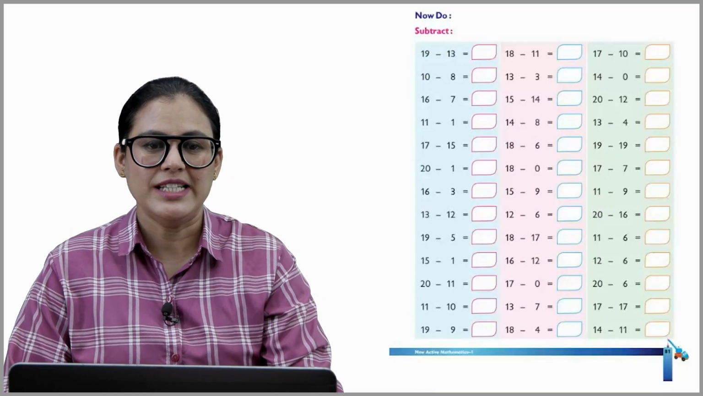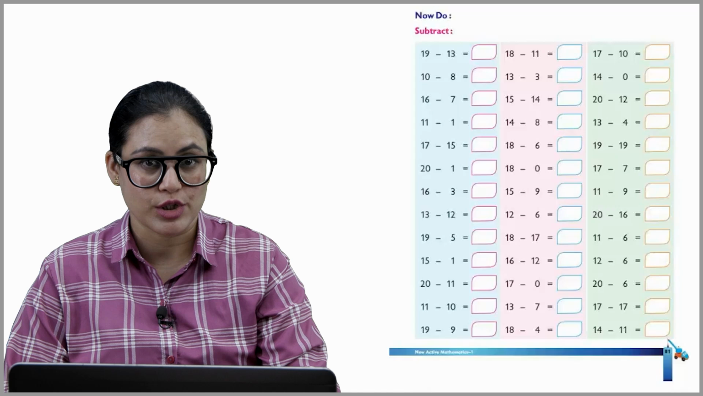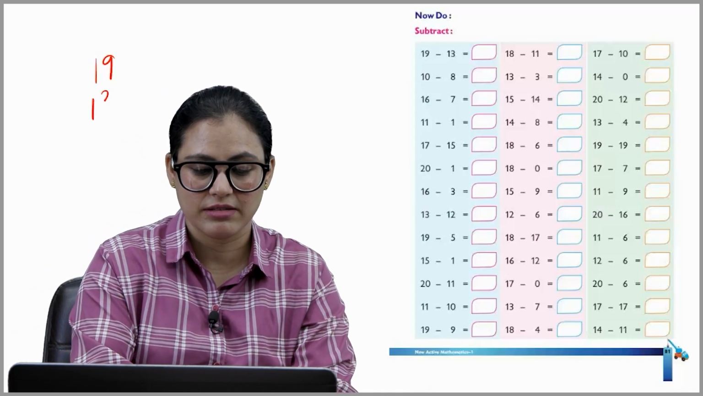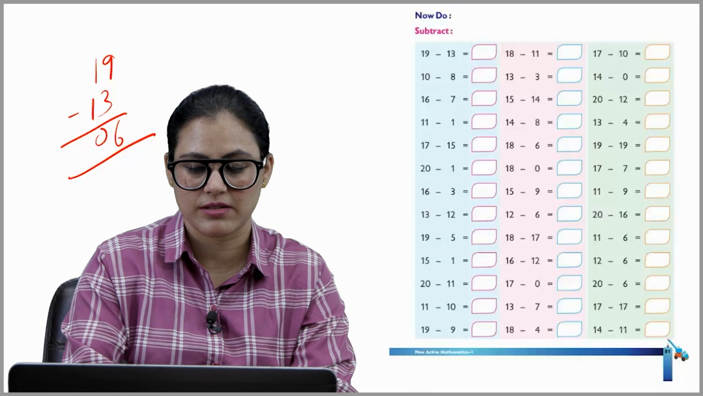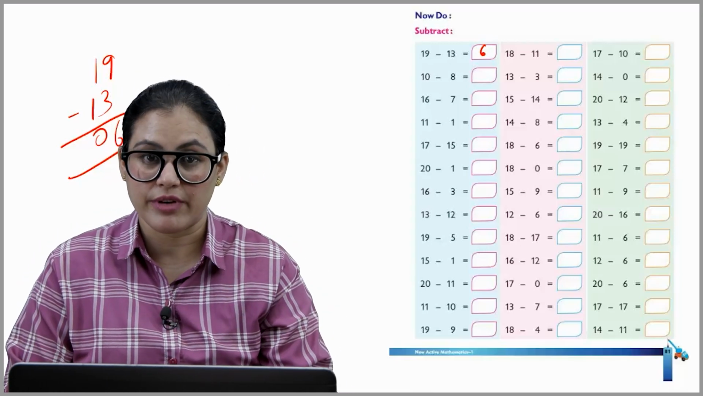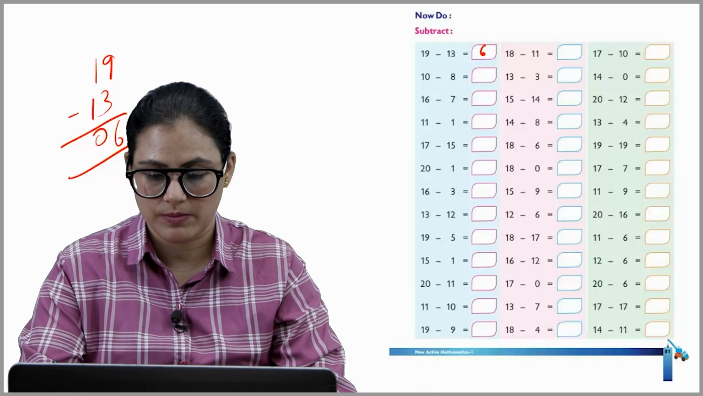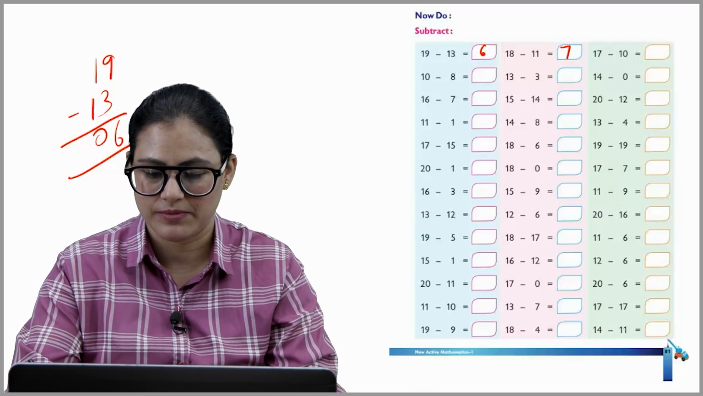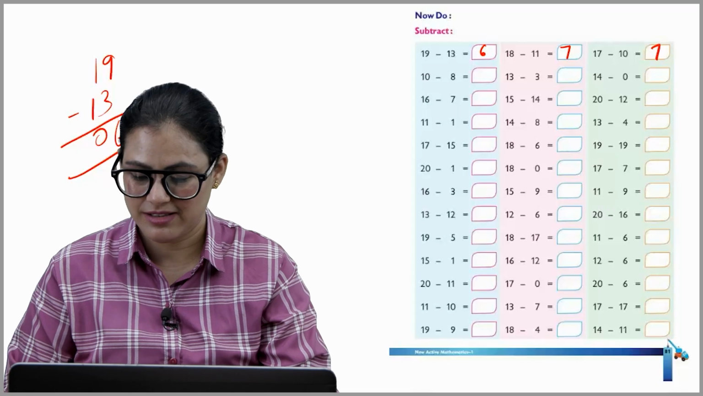Now do subtract. 19 minus 13 is equals to 19 minus 13 is 6. Okay. 18 minus 11 is 7. 17 minus 10 is 7. Right?